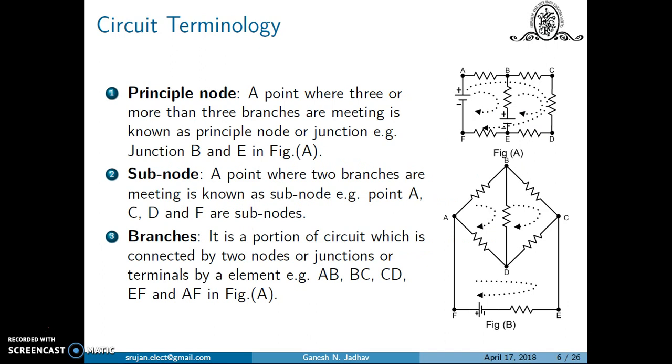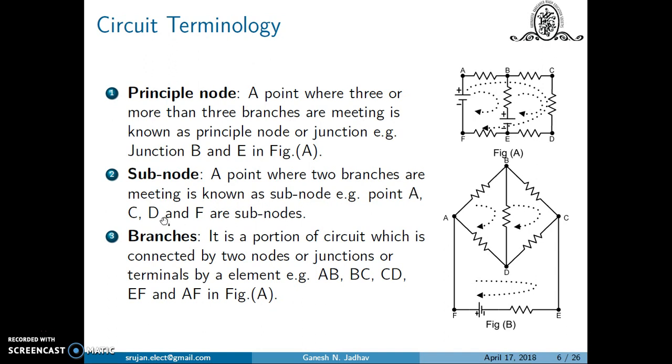So let us understand some circuit terminology. What do you mean by a principal node? A node where three or more branches are meeting is called a principal node or junction. A point where three or more branches are meeting. So see here in this figure, the points B and E. At these points B and E, three branches are meeting. So we can consider that points B and E are the principal nodes.